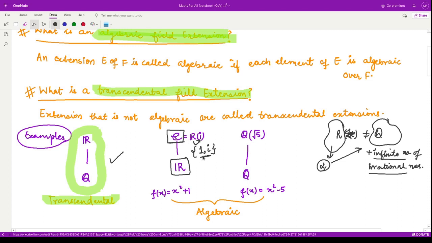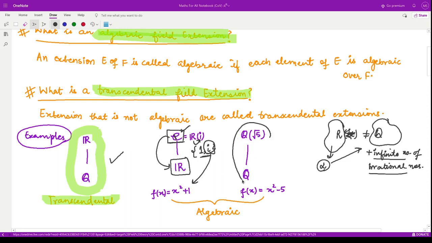So for every element over here in the complex numbers, we can have a polynomial in R such that that complex number is a root of that particular polynomial. So for example, for iota, I have selected this polynomial such that iota is a root of this polynomial in R. So similarly for every element in C we can do such kind of thing.